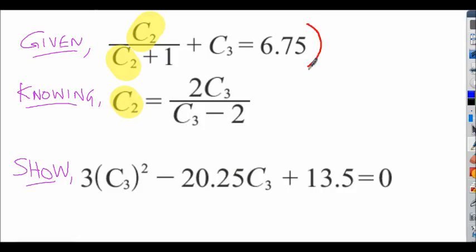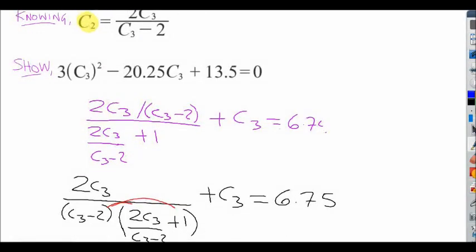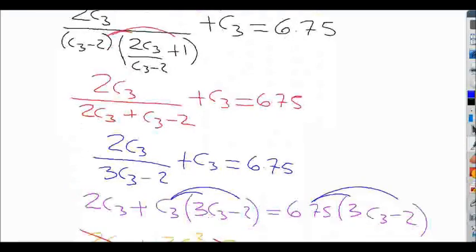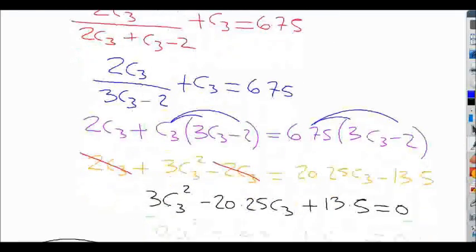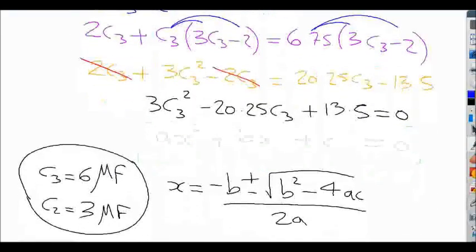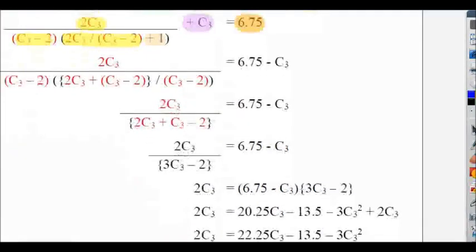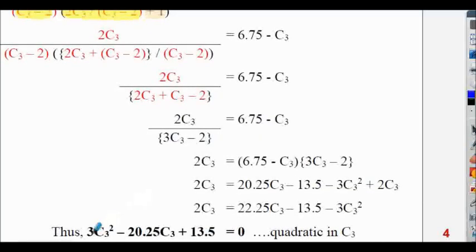So in other words, we're given this in part 2, we've determined this equation in part 1, and we've got to show this equation. Full solution shown on the following slide. This was the in-class solution. Question 2, part 2, solution. Let you review this at your own pace. And here's the final equation. It's a quadratic equation in terms of C3.